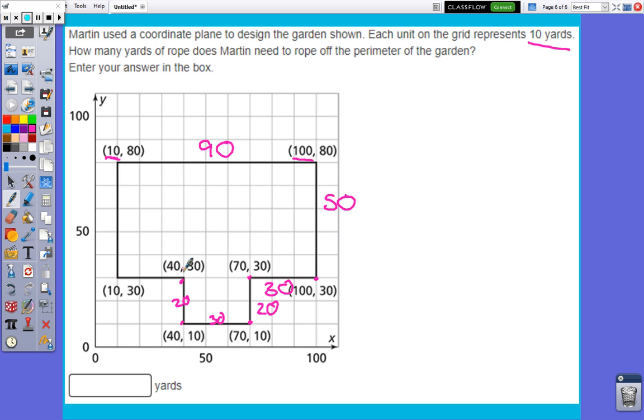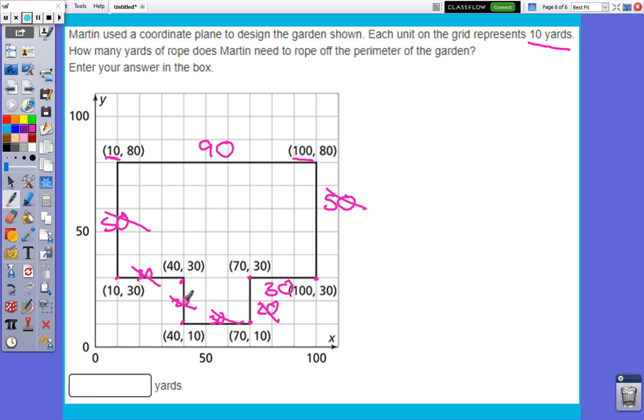From here to here. Again, I'm only looking at the intercepts that are different. I'm ignoring the ones that are the same. From here to here, 30. From here to here, 80 and 30 are different. It gives me 50. If I add 50 and 50, I can make another 50 here. I can make another 50 here.